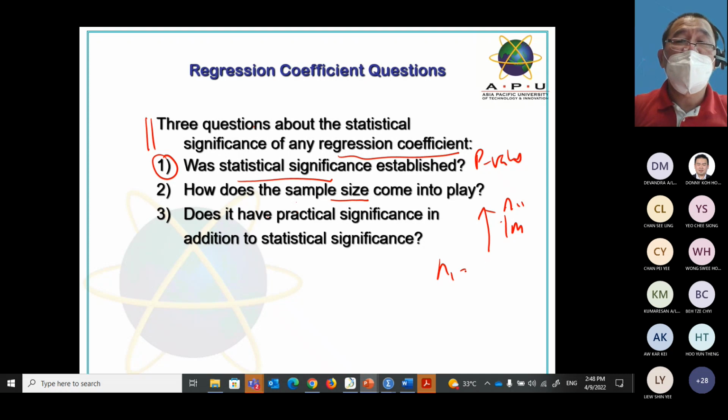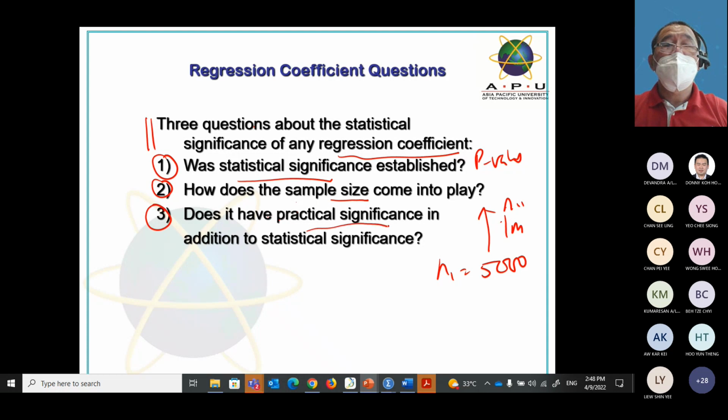So n1 equals 5,000, the method I mentioned a few times already. And then you must also discuss practical significance, not only statistical significance. Just explain it logically. Don't just see the p-value and be very happy. Let's say you use stepwise and you see all the p-values very good. Then you must also know the reason how or why this independent variable can affect the dependent variable.